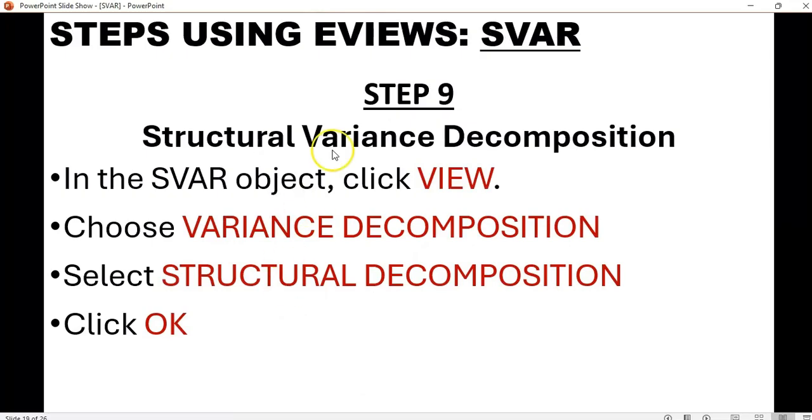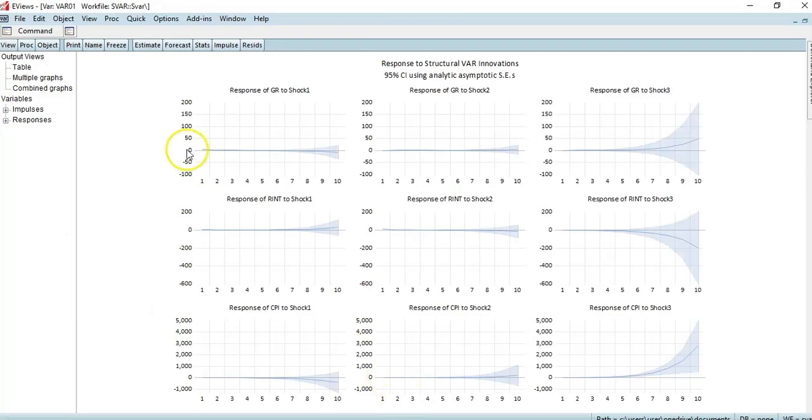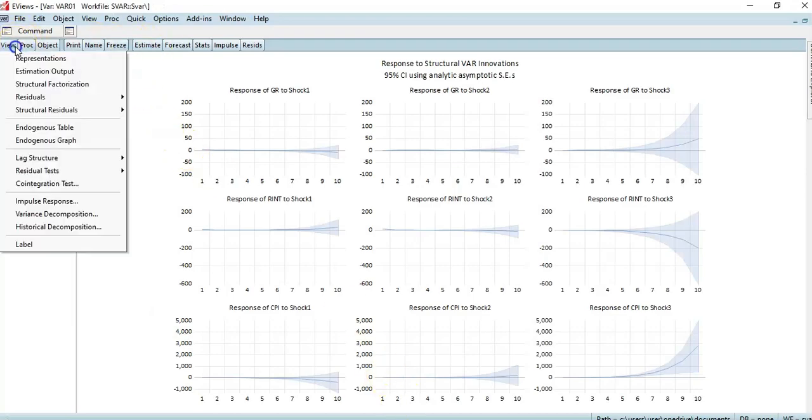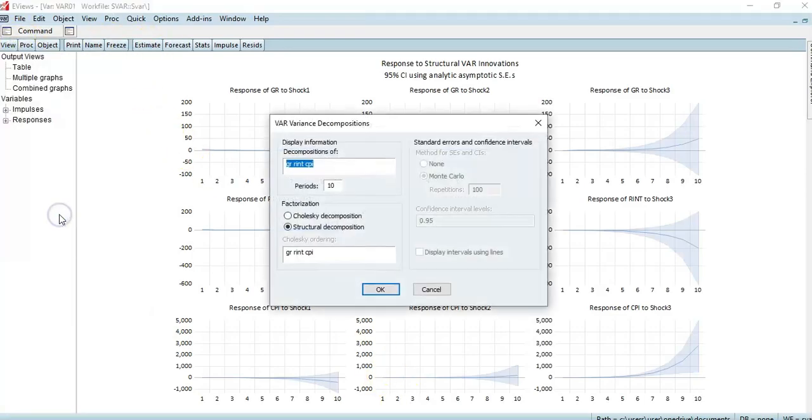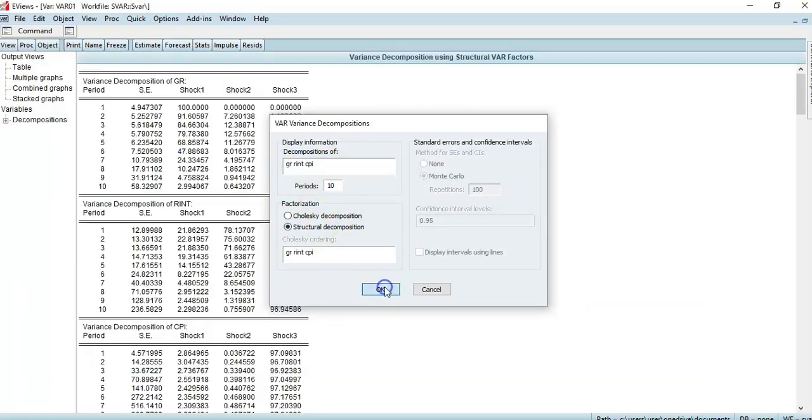The next thing for us to do is to take step 9, which is to conduct a structural variance decomposition. In the SVAR object, we just click View, we choose variance decomposition, we select structural decomposition, and then we click OK. So we go to our EViews, we select View, we go to variance decomposition, and we click structural decomposition and click OK.